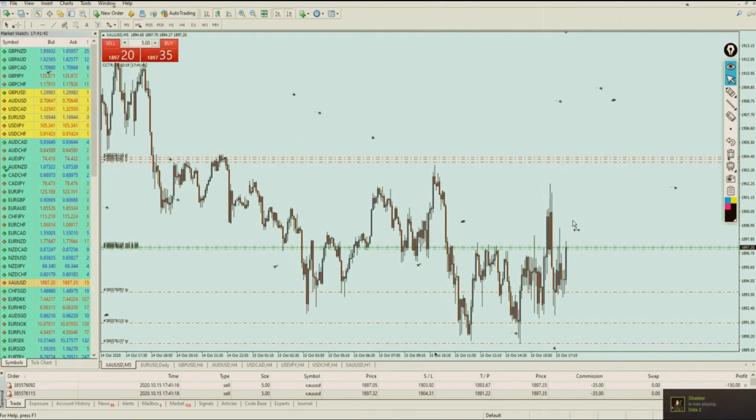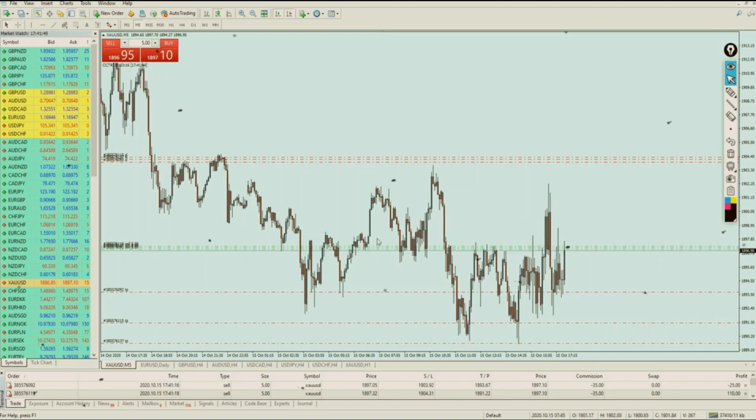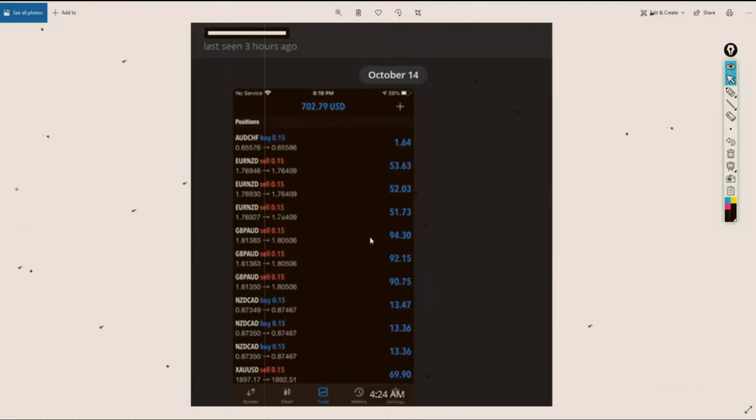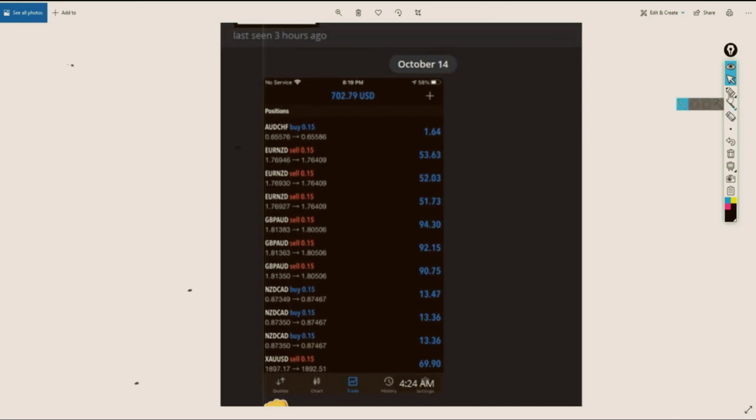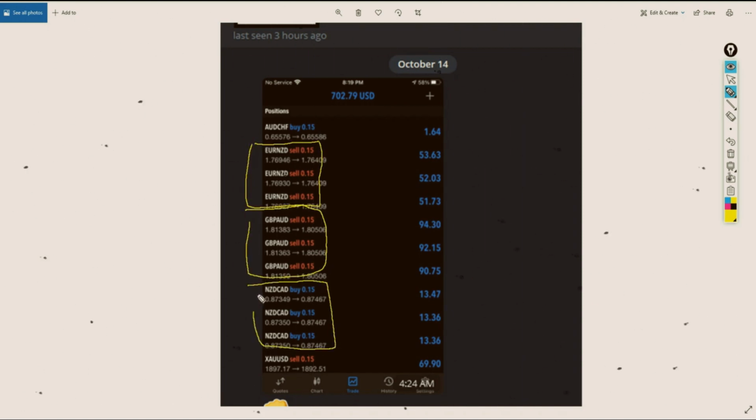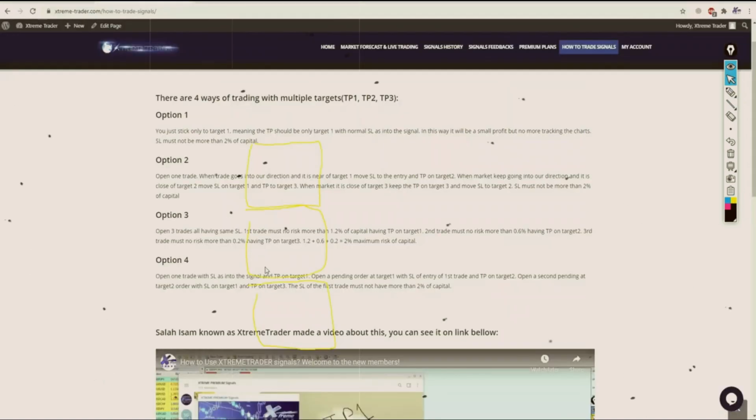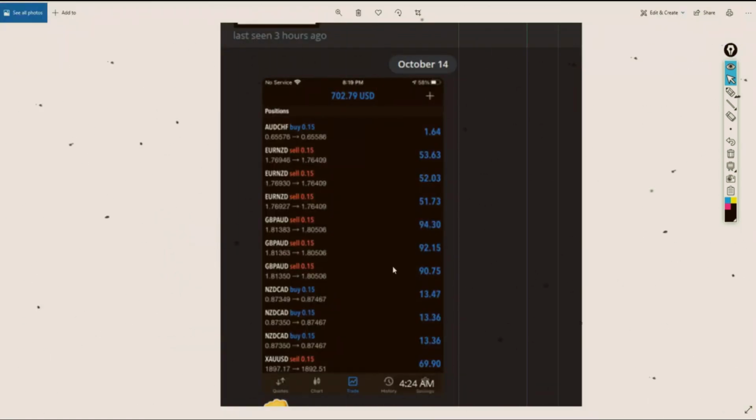Now, is it really a good way of trading? I think not. But however, it's one of the options. Look at this guy here who has actually made a lot of money. What he did here, my friends, look at the trades. Euro NZD 3 times, Pound AUD 3 times, NZD CAD 3 times, and so on. So this gentleman is actually following option number 3. You can open 3 trades, all having the same stop loss. Now, of course, this way of trading is somehow risky, but in the end, it's one of the options. Again, how to handle the signals is really up to you.